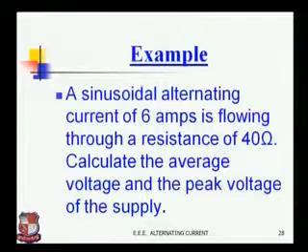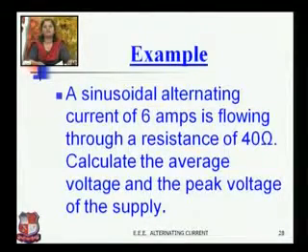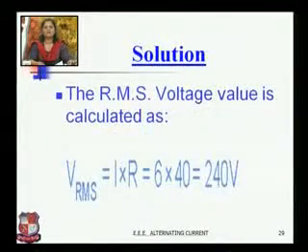Now this is one example which will show clarity about peak factor and form factor. A sinusoidal alternating current of 6 ampere is flowing through a resistance of 40 ohm. You have to calculate the average voltage and the peak voltage of the supply. First of all, RMS voltage is calculated as V_RMS equal to current, which is given, times resistance of the circuit, which is also given. Current is 6 ampere and resistance is 40 ohm, so your voltage is 240 volt.